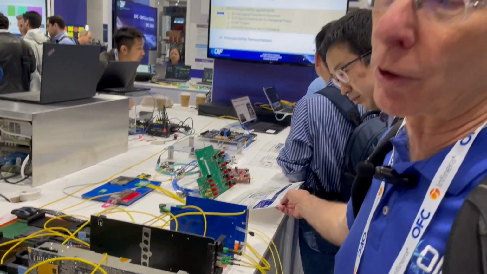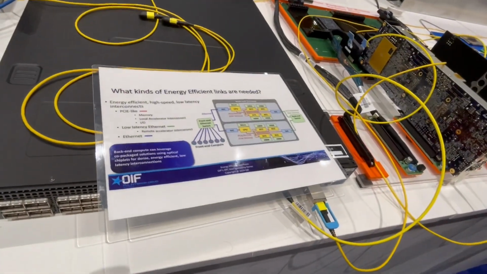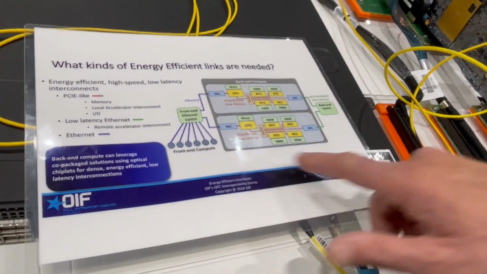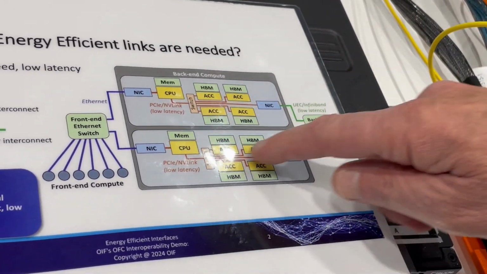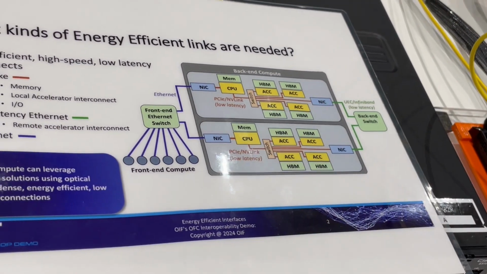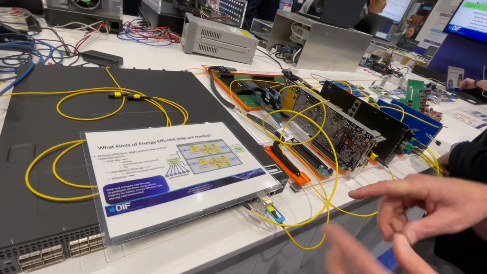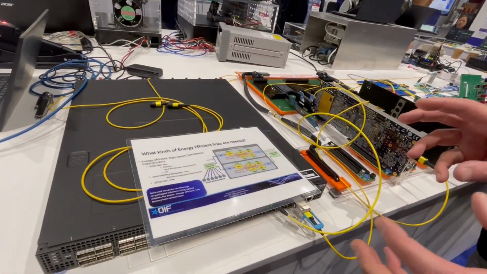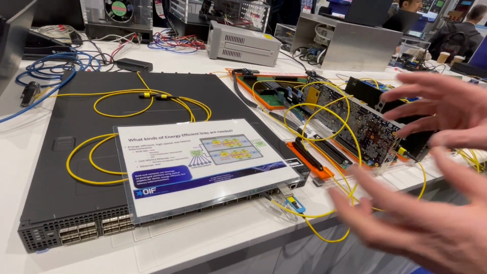This is a static demo to talk about the next generation of what we'd expect to do for back-end compute in the data center. This chart here I like because it shows the front-end Ethernet, shows the back-end connection for scale out, and it shows the connectivity within the GPU clusters for scale out. So what we're looking at here is a diagram of the equipment that's shown on the table. Well, shown in the table, but this diagram here is really meant to show the different kinds of links that we need to look at for making the back-end compute energy efficient.